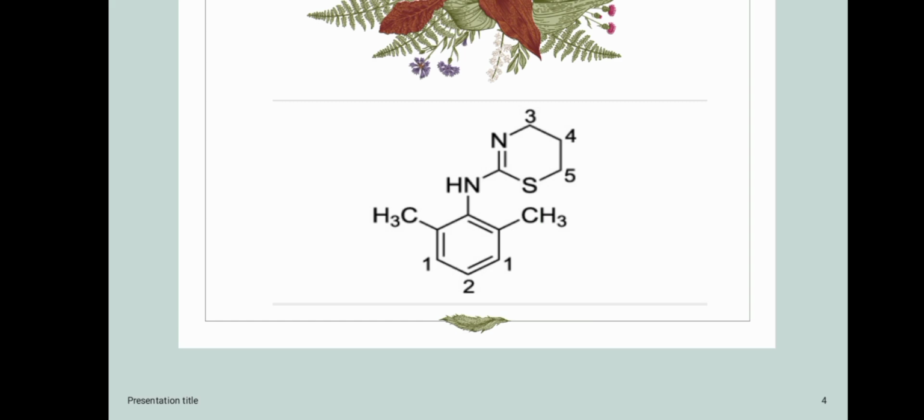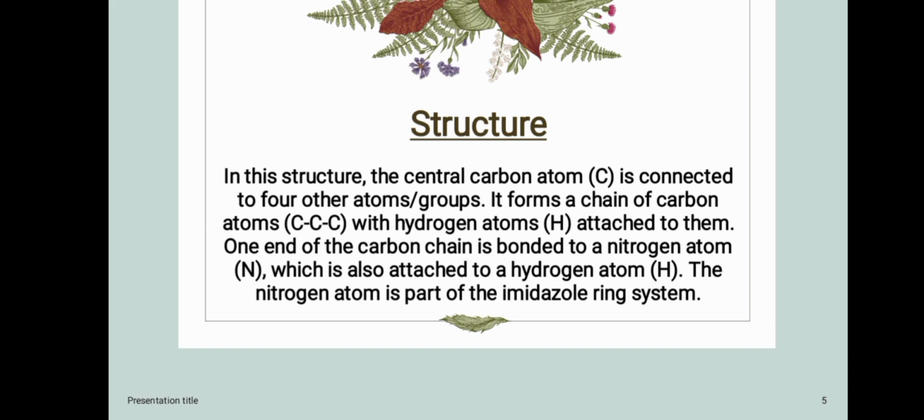In this structure, the carbon is connected to hydrogen as well as nitrogen. The center carbon atom is connected to four other atoms and groups. It forms a chain of carbon atoms with hydrogen atoms attached to them. One end of the carbon chain is bonded to the nitrogen atom, which is also attached to a hydrogen atom. This nitrogen atom is part of the imidazole ring system. The xylazine structure is very complex. By modifying this structure, other alternative forms of xylazine are formed.